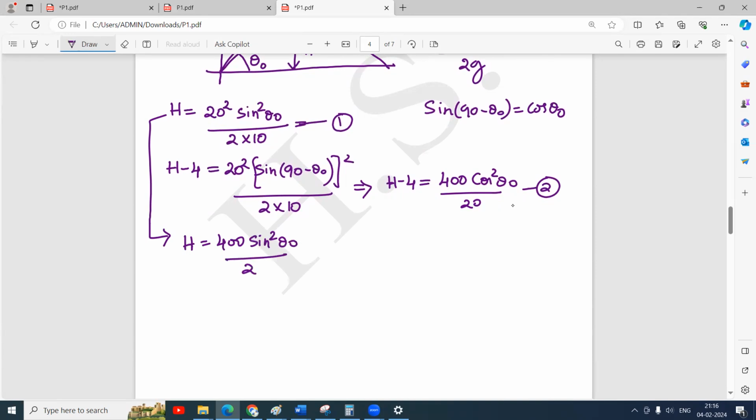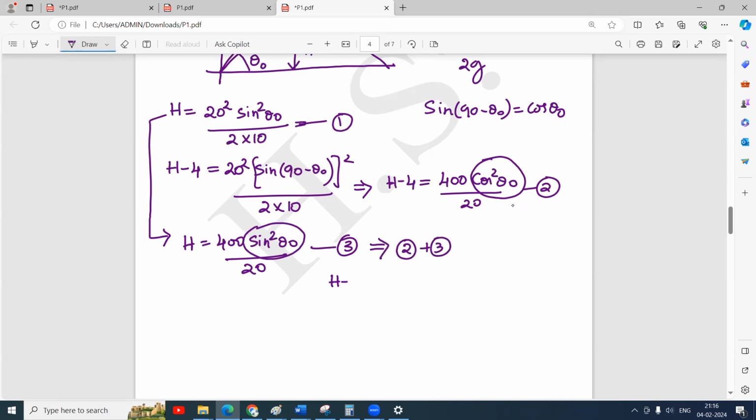Now if you look into this equation, always remember, division is not the only solution for solving two equations. Sometimes addition becomes very easy. Because if you look into the equations here, you have cos squared theta naught, and here you have sine squared theta naught. You know that sine squared theta plus cos squared theta is 1. So better you add them.